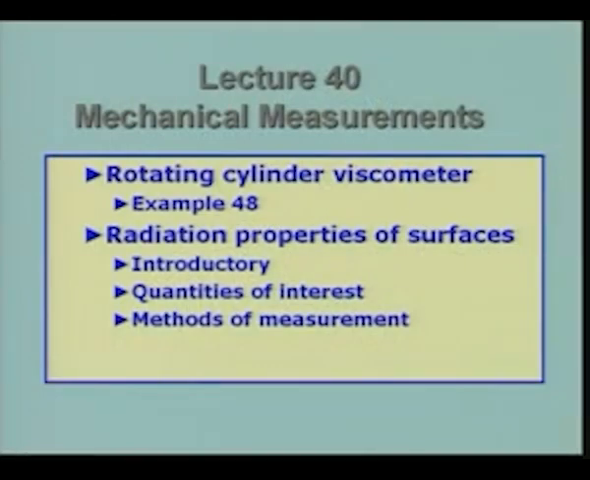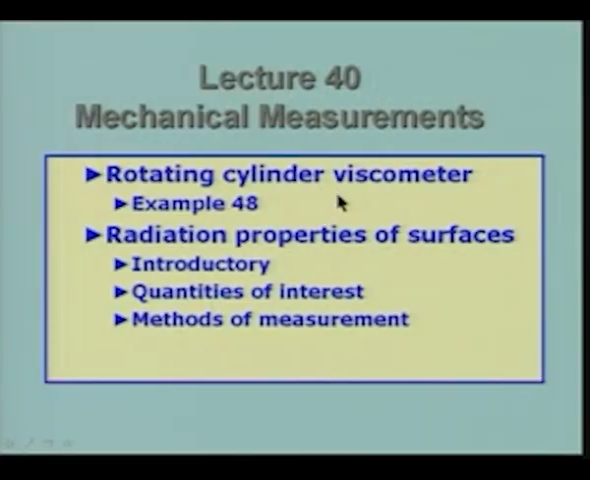Lecture number 40, mechanical measurements. Towards the end of lecture number 39, we were looking at the measurement of viscosity, and we described an apparatus to do that, the rotating cylinder viscometer. In the present lecture, I will consider one example, example number 48, which is based on the rotating cylinder viscometer.